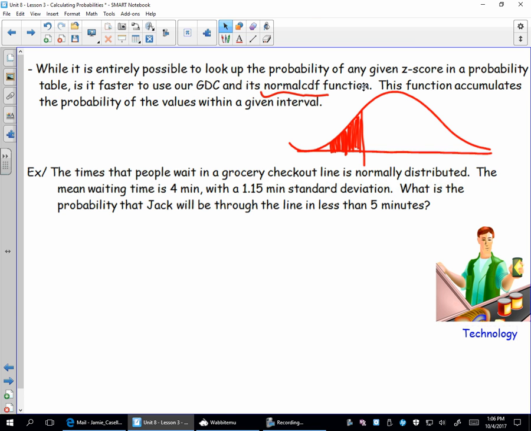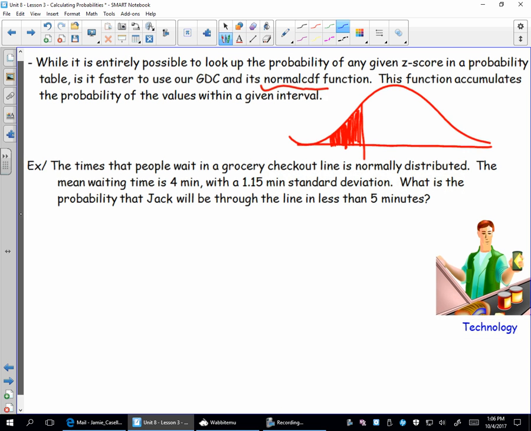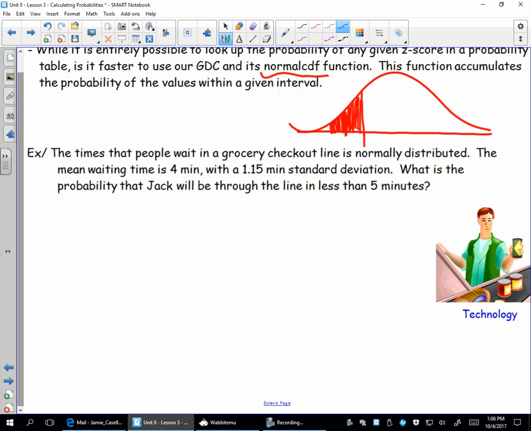So we're going to take a look at an example to get us started on this. The times that people wait in a grocery checkout line is normally distributed. In other words, if it's this normal distribution. The mean waiting time is 4 with a standard deviation of 1.15 minutes. What is the probability that Jack will be through the line in less than 5 minutes?